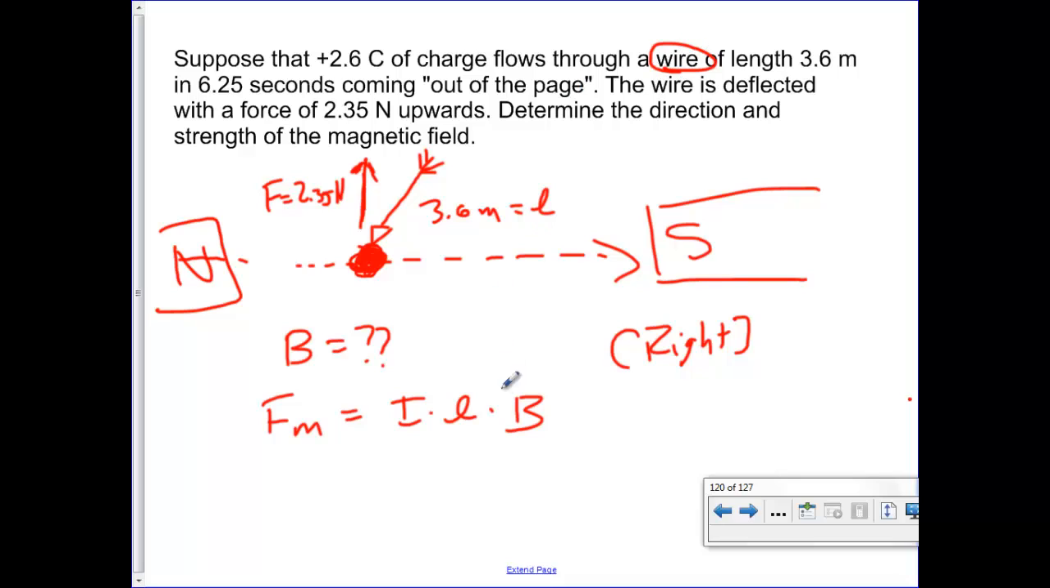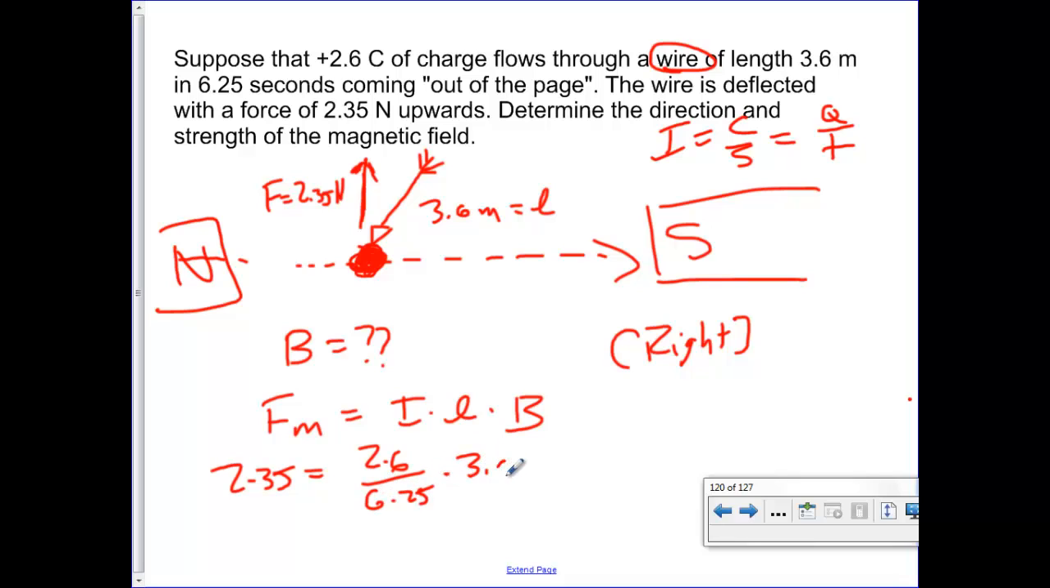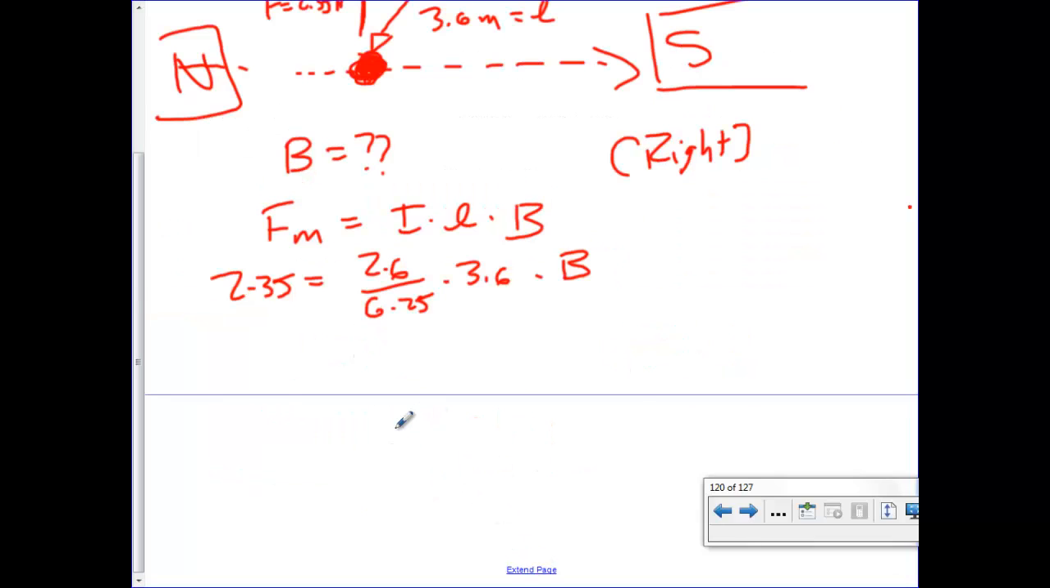Okay. It's going to be similar here then. Because it's a wire though, we still want to use the length. Remember what I equals though? Coulombs over second. Like a current, it's a charge per time. So your force is 235. Your current is 2.6 in the 6.25 seconds. And then your length is 3.6. And you're looking for B. It's going to kind of work out the same way though, isn't it? Because this right here would be a velocity, and that would be a charge. You know what? It would have worked both ways. It's good though.